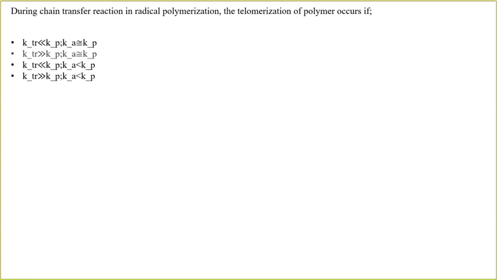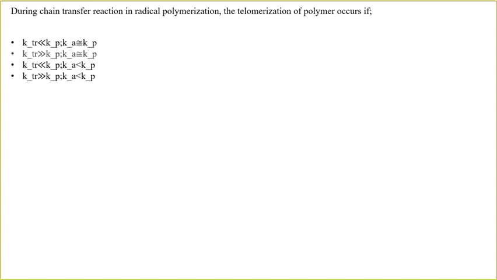Since the chain transfer reaction is very fast, it is not able to propagate properly and it is forming small chains. Because of that, this phenomenon is called telomerization of the polymer. So during polymerization, when the chain transfer reaction is very high, the telomerization process occurs and small polymeric chains are formed.